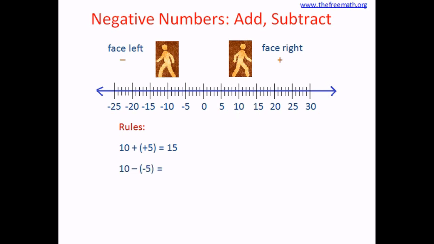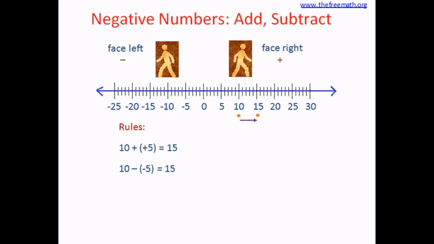The next one is 10 minus negative 5. Just now we solved this. We first faced right and we reached 10. Then we turned around because the next number is negative. So we are facing left. And because it is subtraction, we are going to walk 5 steps backwards, so we reach 15, positive 15.